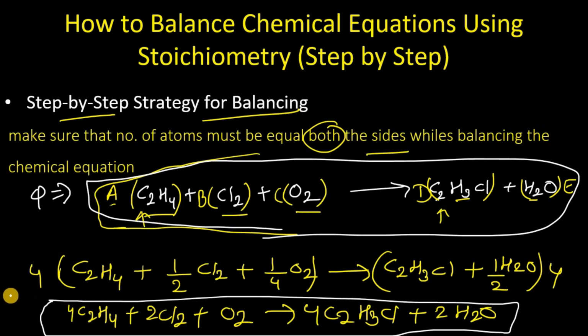But if you will see in the balanced equation, we can say 4 mole of ethylene when reacting with 2 mole of chlorine and 1 mole of oxygen produces 4 mole of vinyl chloride plus 2 mole of water. Okay, that is simple one. Why am I saying this in mole? Because it represents the mole ratio.